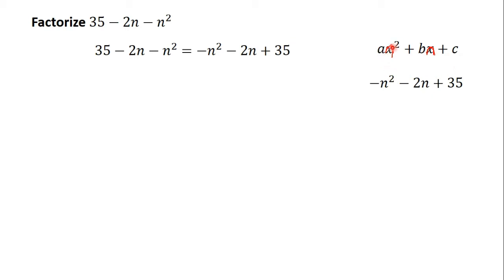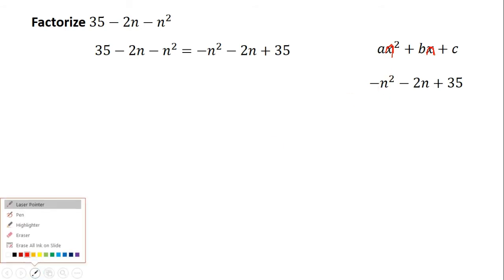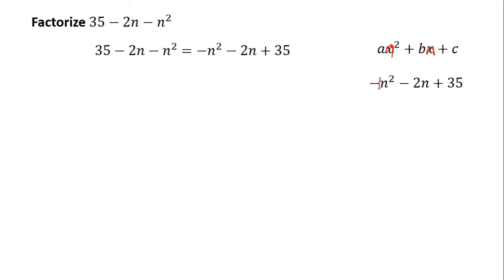The coefficient of n squared here is a. The coefficient of n squared here is minus 1. So n squared here has a coefficient of minus 1. That means that a is equal to minus 1. We have bn here. Here we have minus 2n. So it means that b is equal to minus 2. We have plus c here. Here we have plus 35. So c is equal to 35. So now we have the values of a, b, and c. a is minus 1, b is minus 2, and c is 35.